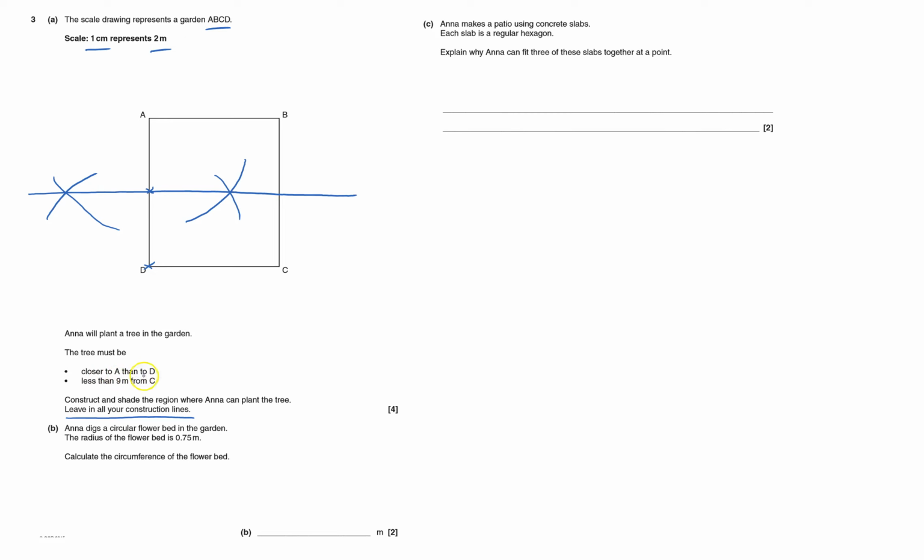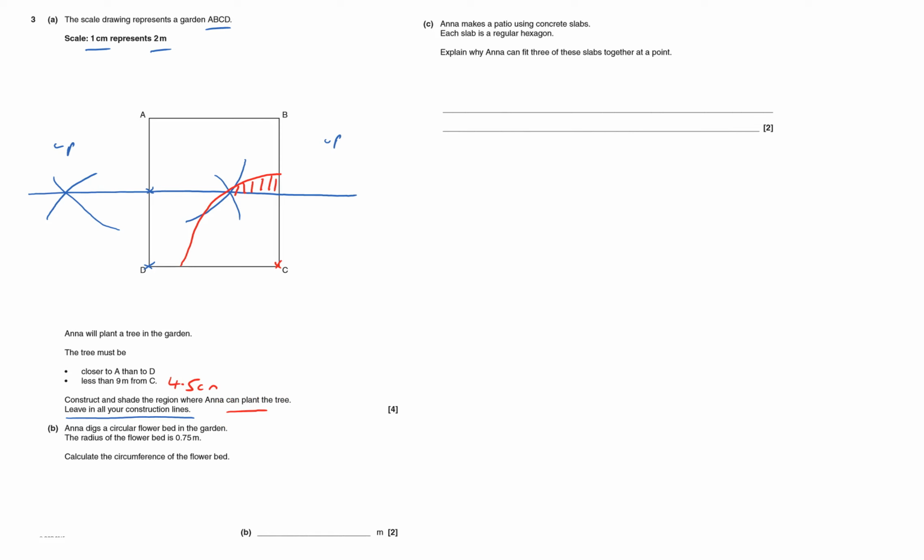It's got to be closer to A than D, so it's got to be on this side, up here, somewhere above the line. The next bit, it's got to be less than 9 meters from C, so that means I need to put the compass onto C, and I've got to work out it's 4.5 centimeters, I'll do it in red. So 4.5 centimeters, set it up to there, and that will give me something like that. That's centered on C, 4.5, and it's got to be less than that, so it's got to be inside the circle, it's got to be above the blue line, and so it's going to have to be here. Those are places where she could plant the tree.